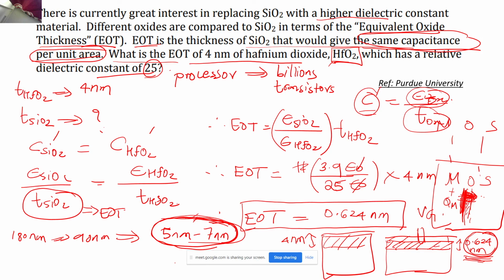Guys, any questions? Was this concept clear? Why are we replacing SiO2 with some high dielectric?